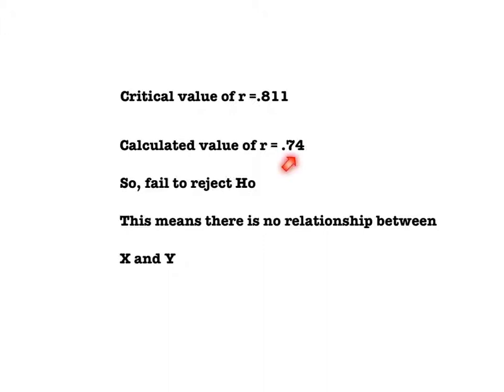We only were able to obtain a calculated correlation coefficient of 0.74, and that is not greater than the critical value. So we have to fail to reject the null hypothesis, which means our conclusion is there is no relationship between x and y. So that takes us to the end of this example of correlation. I hope this helps you refresh your memory of the steps and your understanding of how to calculate and interpret Pearson's correlation coefficient.